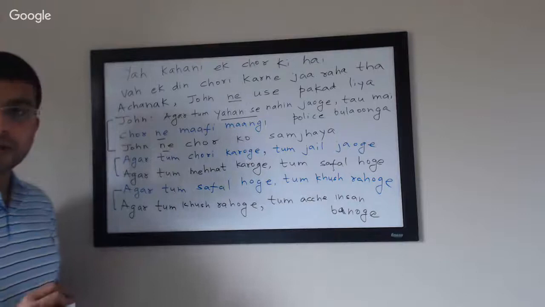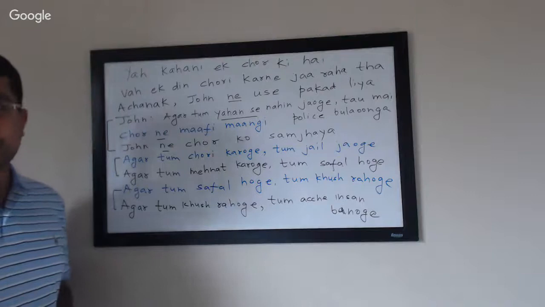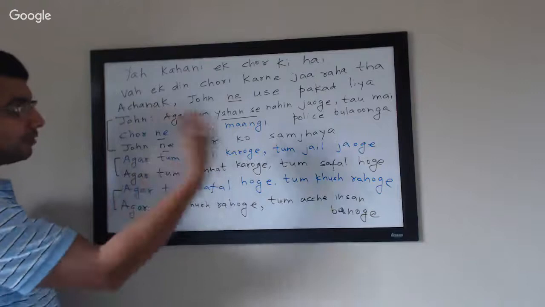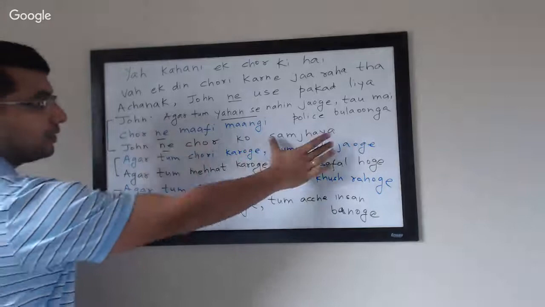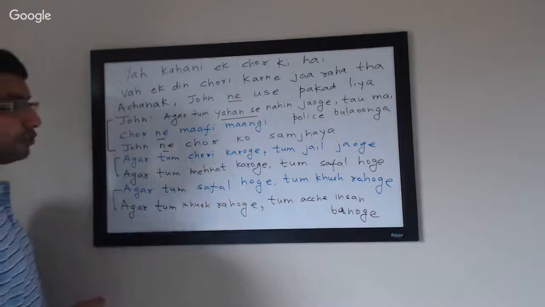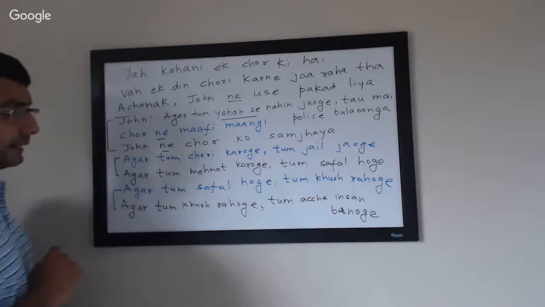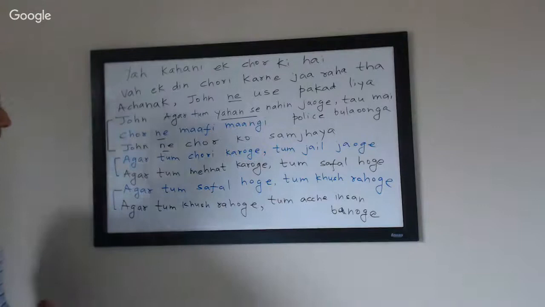Even though you didn't know explicitly whether it's a transitive verb or not, you looked at the entire sentence, that John did something, right? So John explained it to the thief. That's why John ne chor ko samjhana becomes samjhaya. Agar tum chori karoge, tum jail jaoge. If you steal, you will go to jail. Agar tum mehnat karoge, tum safal hoge. If you work hard, you will get success.